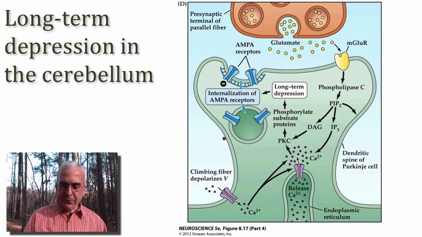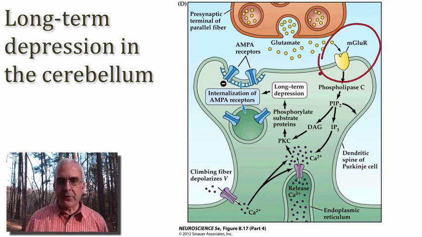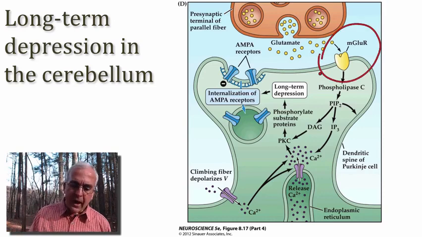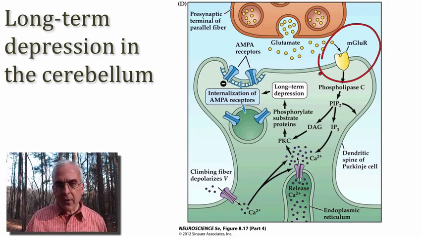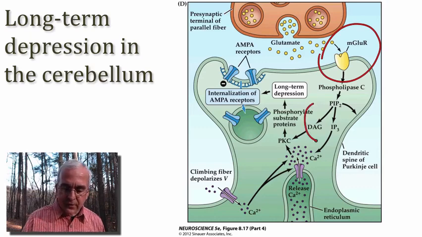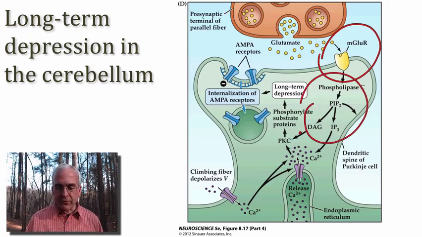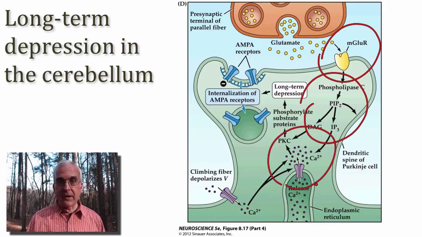Rather, the receptor that mediates this phenomenon is a metabotropic glutamate receptor. And glutamate is released at the parallel fiber synapse. It interacts with this metabotropic receptor for glutamate, and this engages a cascade of second messenger systems that liberate calcium from intracellular stores. So there is a sudden increase in calcium following the activation of these second messenger systems.